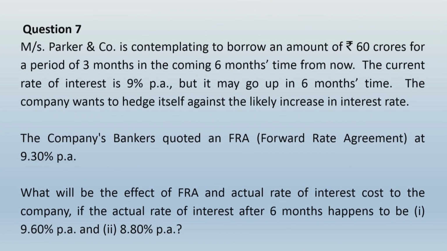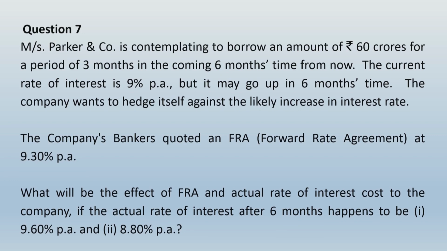Messrs. Parker and Company is contemplating to borrow an amount of rupees 60 crores for a period of 3 months in the coming 6 months time from now. The current rate of interest is 9% per annum, but it may go up in 6 months time. The company wants to hedge itself against the likely increase in interest rate. The company's banker quoted an FRA at 9.3% per annum. What will be the effect of FRA and actual rate of interest cost to the company if the actual rate of interest after 6 months happens to be 9.6% per annum and 8.8% per annum?